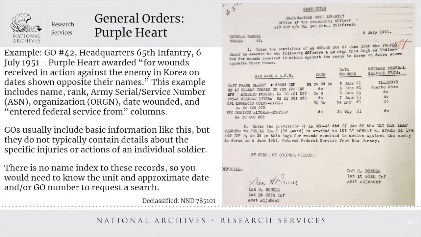Please remember that there is no name index to these records, so in order to search for the general orders that relate to your family members' medals and awards, you really need to know either the general order number, which is usually listed on their service records, or you would need to know the unit that granted the medal and the approximate date when it was awarded in order to conduct a search of these records. Please also be aware that while the textual reference staff at College Park can offer some assistance, they are not able to comb through all of the records searching for a single document for you. The more information you provide, the easier it will be for them to assist you. Keep in mind, though, that it is likely that you will need to visit the archives to search the records yourself.